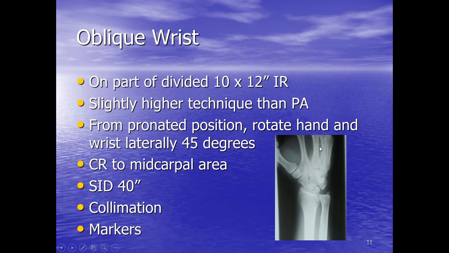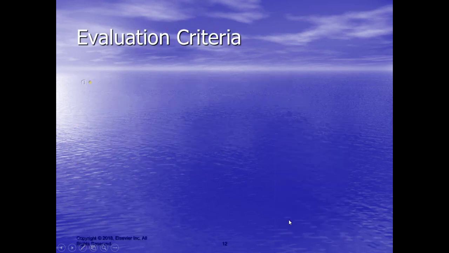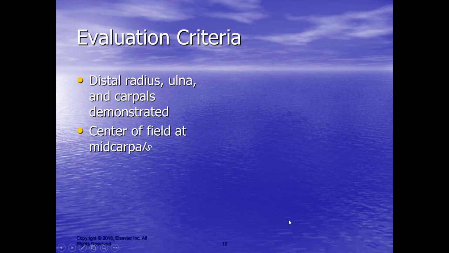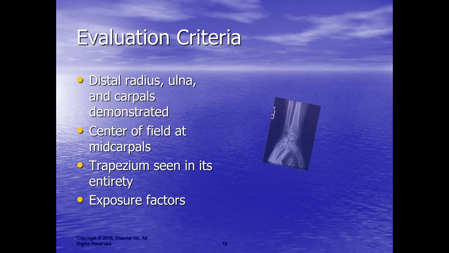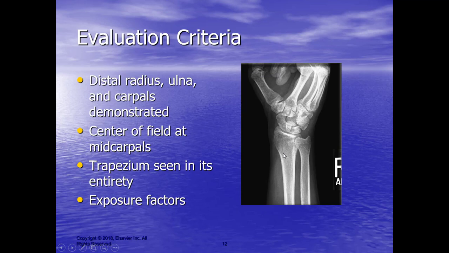So again, when we're looking at this film to the right, it's not an adequate film because your markers are not placed on it. So distal radius, ulnar, carpals demonstrated, center at the field of the metacarpals. Your trapezium should be seen in its entirety, and your exposure factor should produce a nice diagnostic film. This is an example of where they left their fingers curled, which again, there's not a problem with doing that. And you can see they clipped off their marker, but at least they have evidence of the marker being on their film.